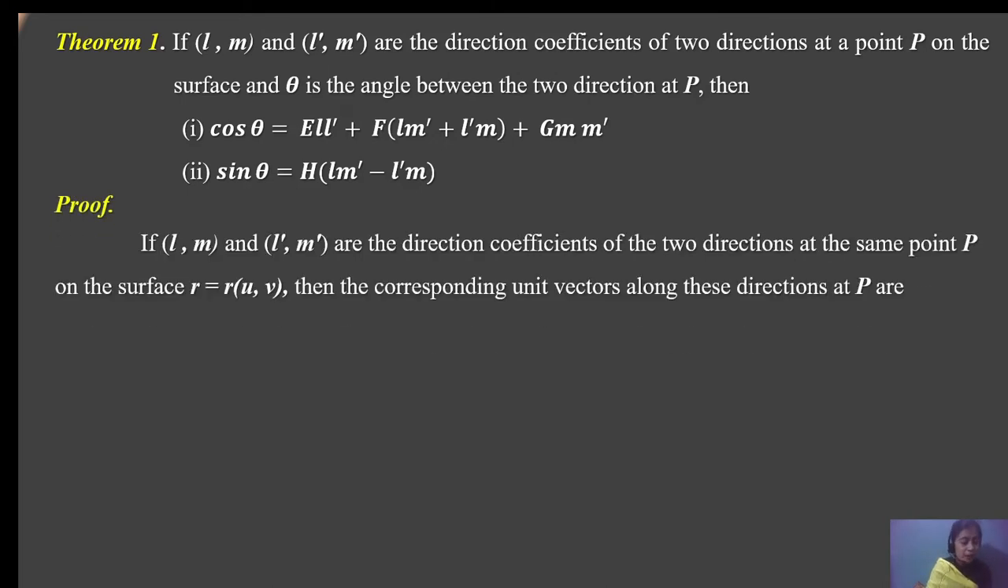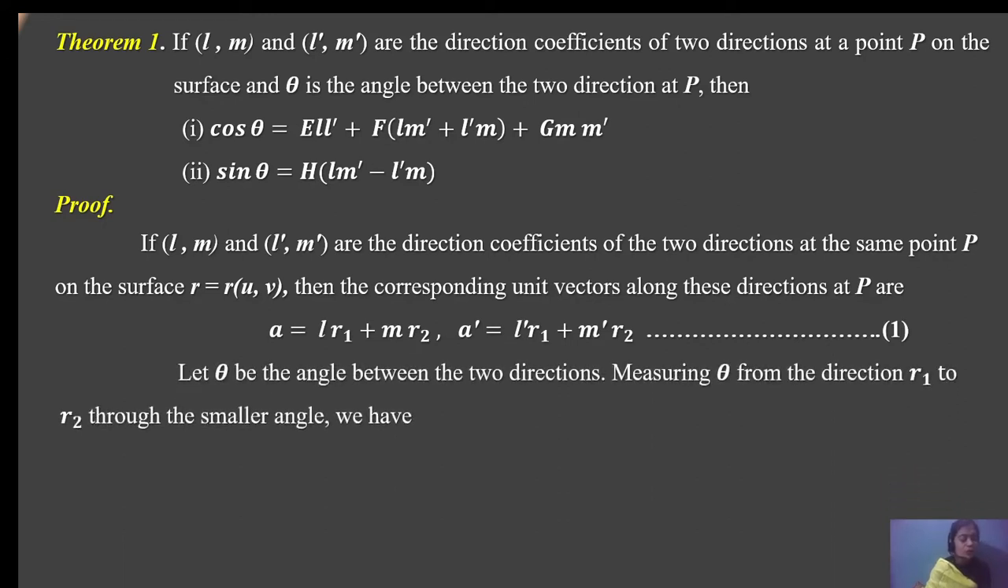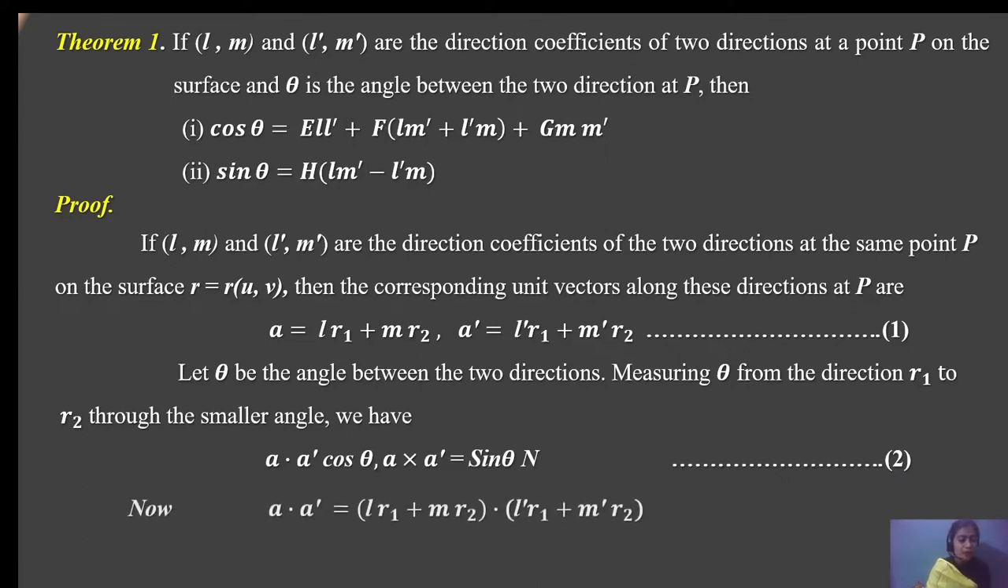Okay, let us go to the proof. If l, m and l dash, m dash are the direction coefficients of two directions at the same point P on the surface, and r corresponds to the unit vector along this direction, you know that A equals l r1 plus m r2, and A dash equals l dash r1 plus m dash r2. Let theta be the angle between the two directions, measured from the direction r1 to r2 through the smaller angle. We have A dot A dash equals cos theta, and A cross A dash equals sin theta n. Then A dot A dash equals (l r1 plus m r2) dot (l dash r1 plus m dash r2).